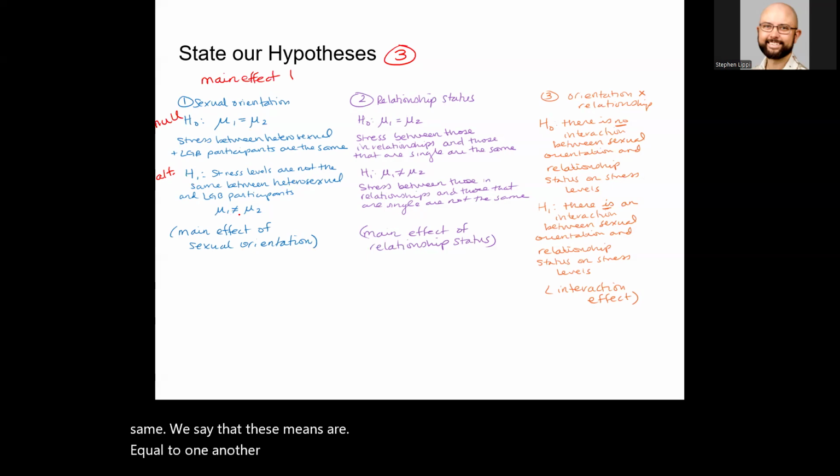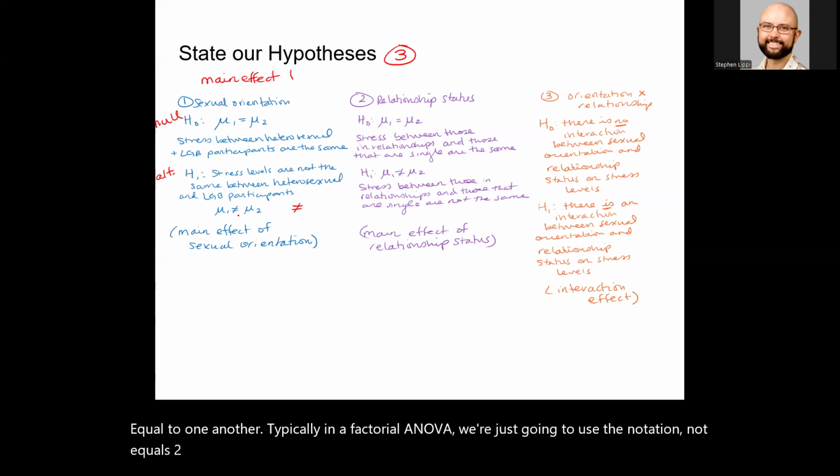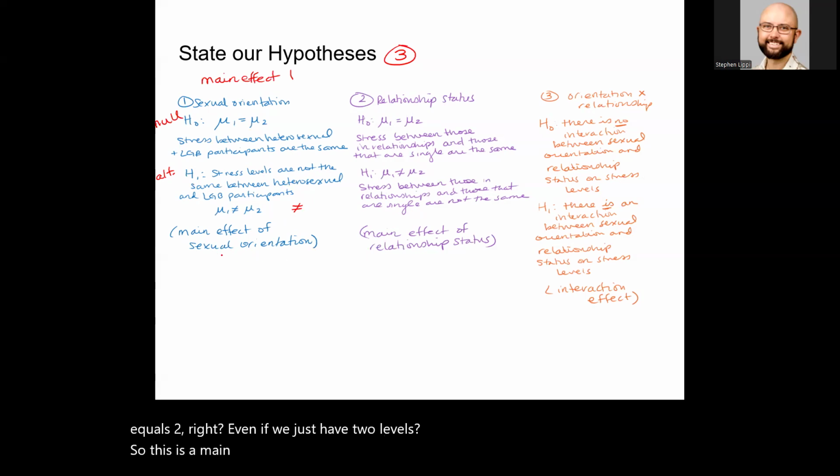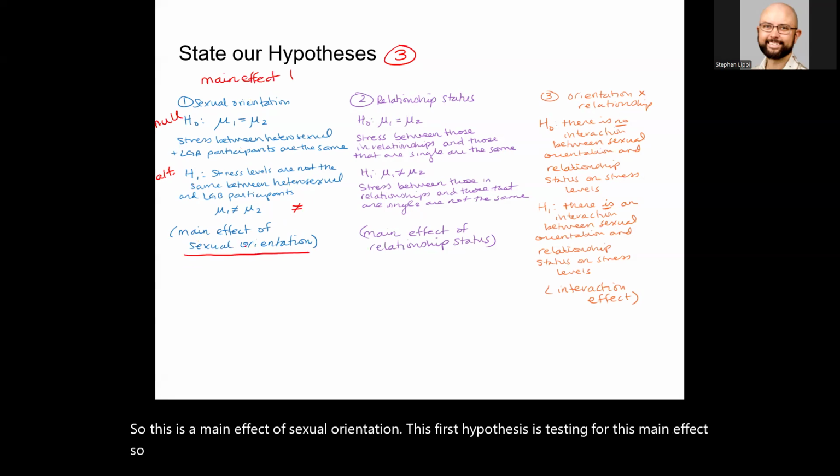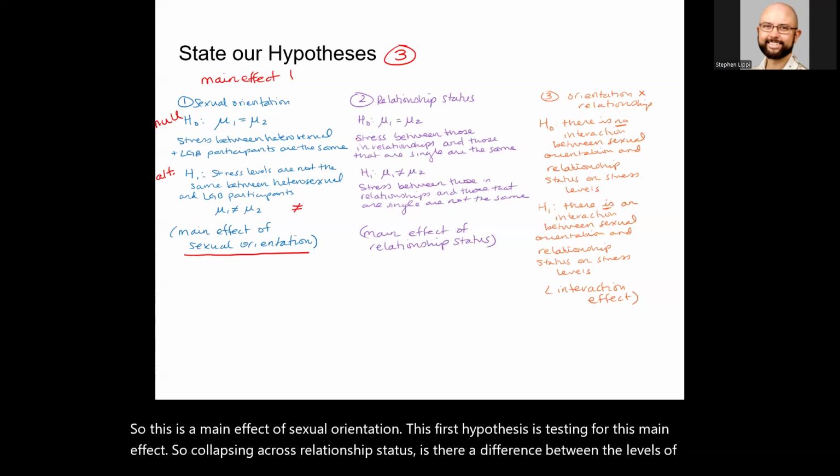Typically, in a factorial ANOVA, we're just going to use the notation not equals to, right? Even if we just have two levels. So this is a main effect of sexual orientation. This first hypothesis is testing for this main effect. So collapsing across relationship status, is there a difference between the levels of this first factor?